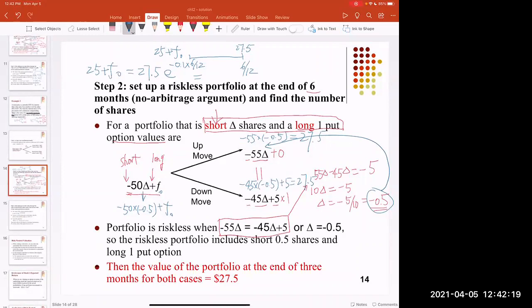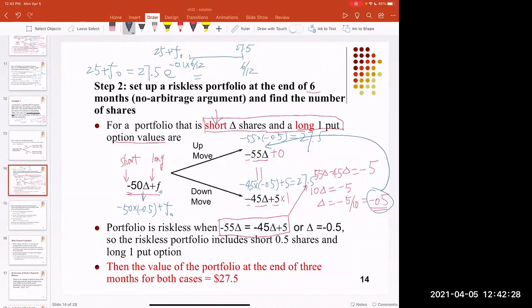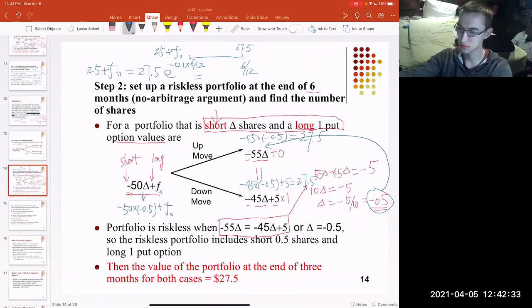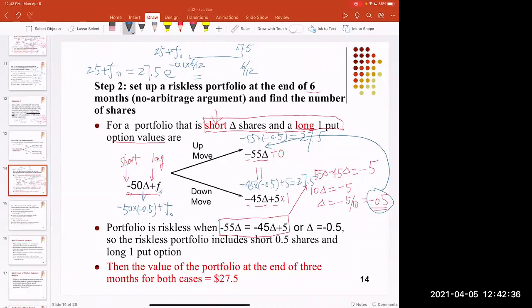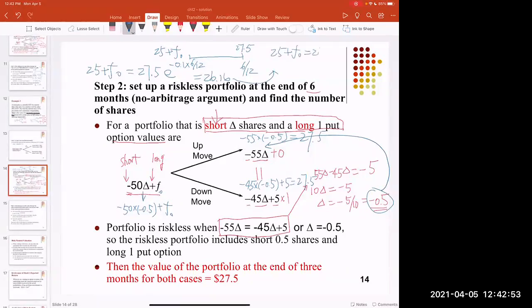Please calculate the right-hand side. I got negative 2616. It should not be negative, right? Why negative? We have positive 26.16, right? Yes, that's correct. So to solve this equation, we have 25 on the left-hand side plus F0, and the right-hand side is 26.16. So the option price or option value should be equal to what?